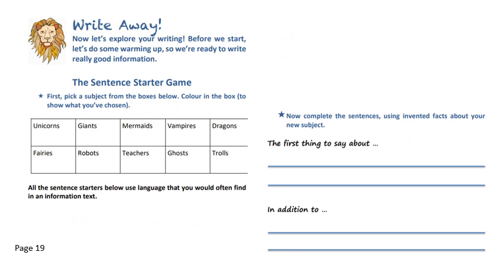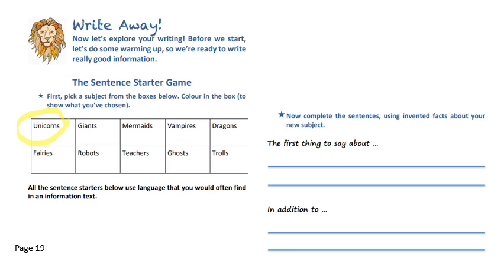In terms of English, you're going to start on page 19, and the whole purpose of the tasks today are to kind of get you into practice for writing a report or a good information text. So what we're going to do is a little warm-up game. It's called the sentence starter game. First of all, I want you to pick a subject from the boxes below. So I'm just going to pick unicorns because it's the first one there. And I want you to then complete the sentences about that subject that you have chosen.